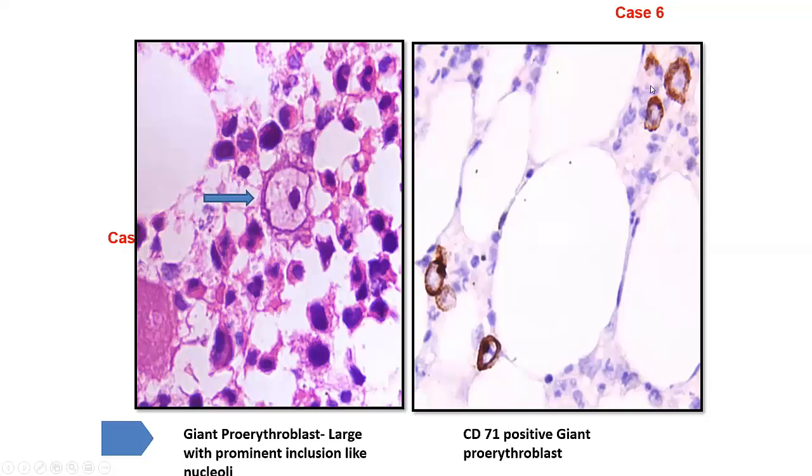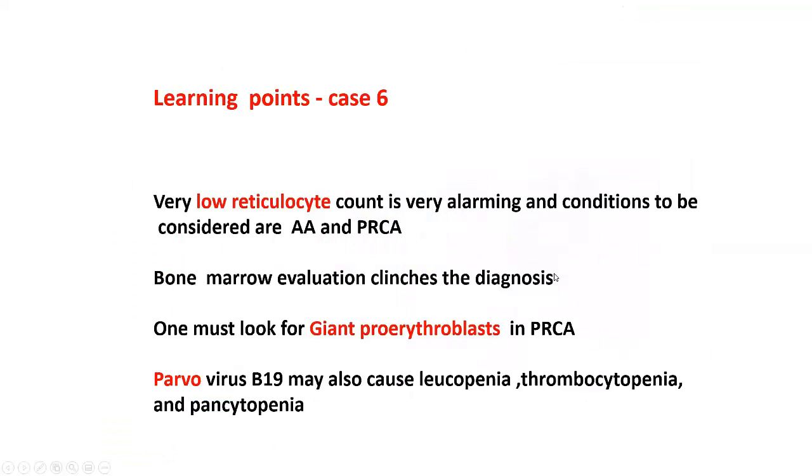If you have any doubt, you can apply CD71, because CD71 will confirm these are erythroid precursors. Again, a similar nucleolus you will come across in these cells. So the learning point is that a low reticulocyte count is highly indicative of two diseases, aplastic anemia and pure red cell aplasia. So look for giant proerythroblasts.